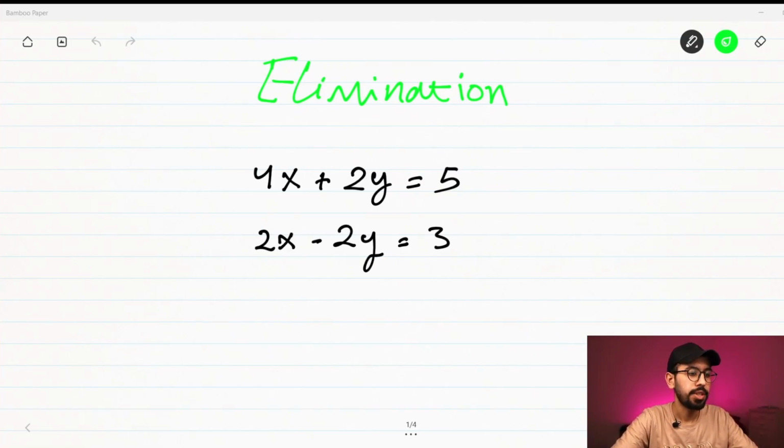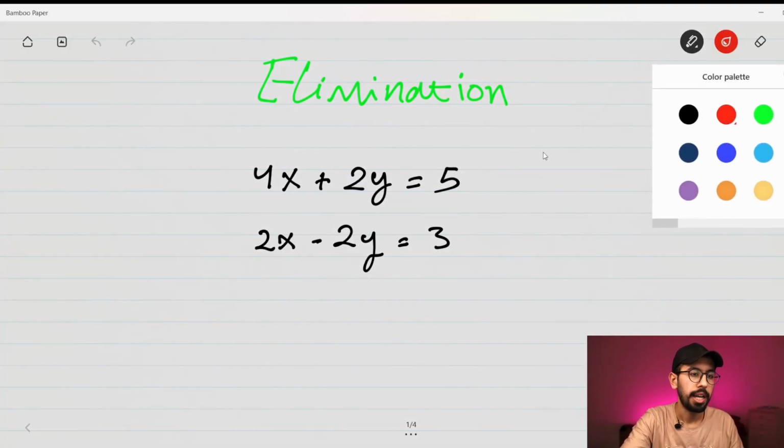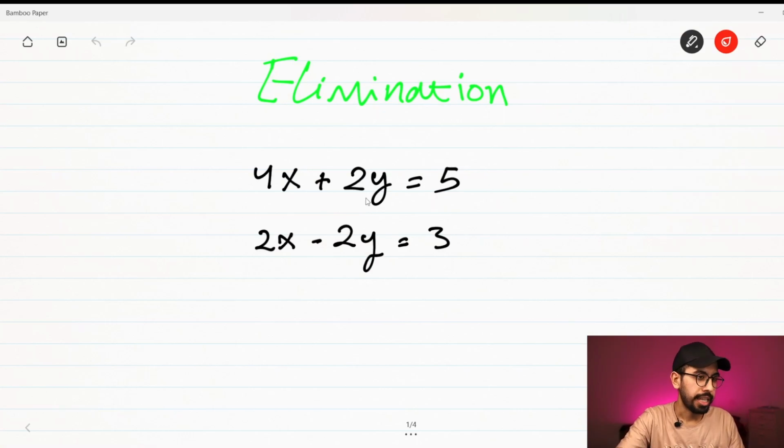This method says that when we have two linear equations with two variables, one of them needs to eliminate itself. How does it work? When we have, let's say, positive 2y in this equation and negative 2y in this equation, these two will eliminate each other when we add the two equations together. So positive 2y minus 2y equals 0, and then we will have a third equation.